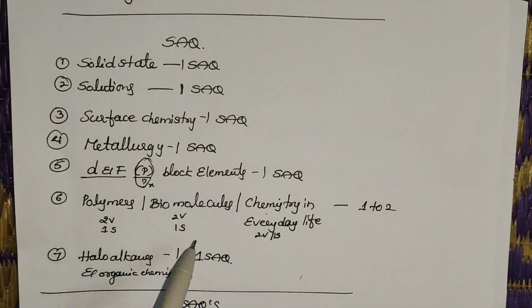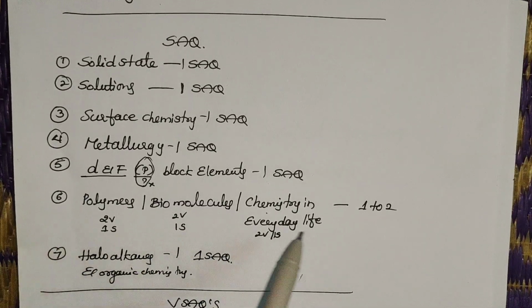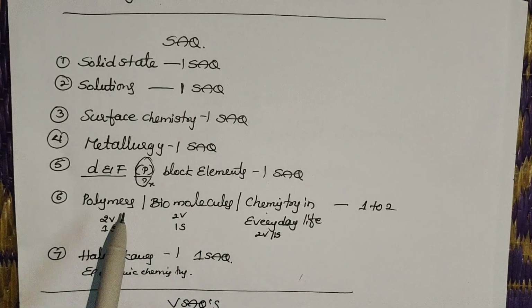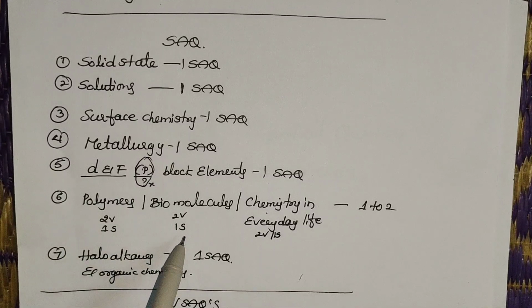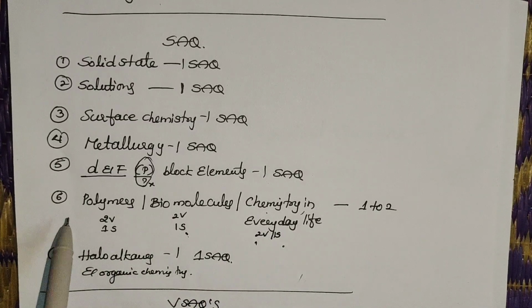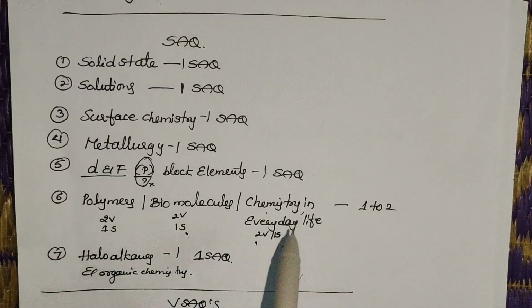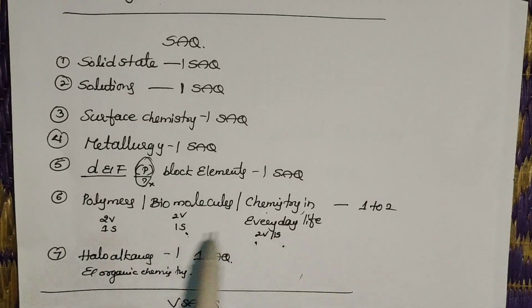Next, polymers, biomolecules, and chemistry in everyday life. These are 3 separate chapters. From these 3 chapters we may get from polymers 1 SAQ or 2 VSAQs. Biomolecules also 1 SAQ or 2 VSAQs. 2 VSAQs combined can be given as 1 SAQ. Next, chemistry in everyday life also, either 2 VSAQs or 1 SAQ we may expect. So these 3 chapters are important for VSAQs and at the same time SAQs. From each and every chapter we may expect 1 SAQ or else 2 VSAQs.